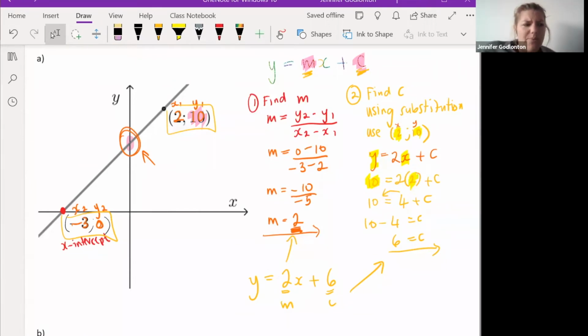Funzo, how can I help? Ma'am, I want to ask a question. If we wanted to find C, can we use -3 and 0? Or is it a must to use 2 and 10? No, you could 100% use -3 and 0. You will get the exact same answer. Oh, okay, thank you, ma'am. Sure, no problem.